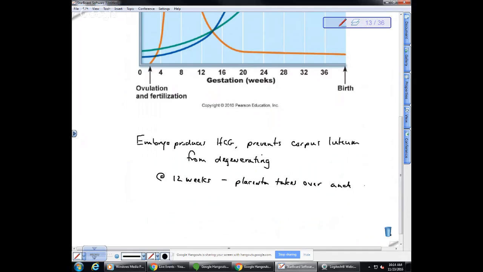and produces estrogen and progesterone. So the placenta is actually an endocrine gland also, besides being a way that the embryo gets nutrients from the mother. So it produces its own hormones.